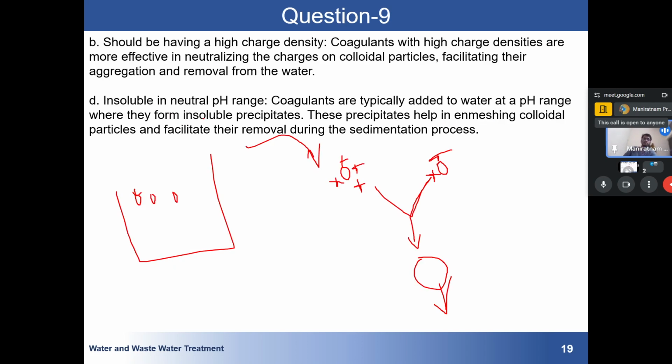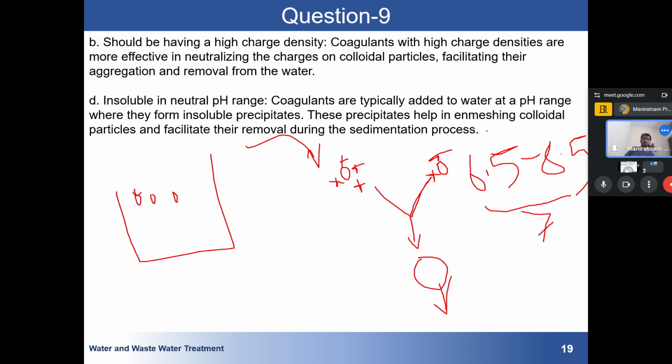Next, insoluble in neutral pH range. Obviously, I have already said that the water which we collect from a river or groundwater has a pH range of 6.5 to 8.5, which is around the neutral pH range. Neutral pH is around 7. So our coagulant should work in the pH range of 7. Coagulants are typically added to water at a pH range where they form insoluble particles.